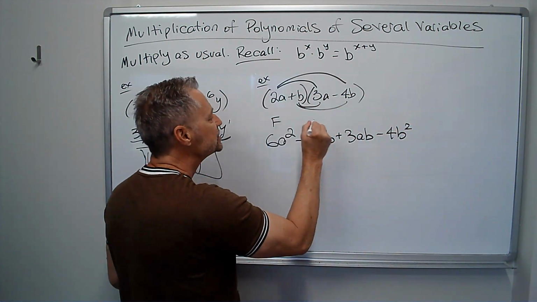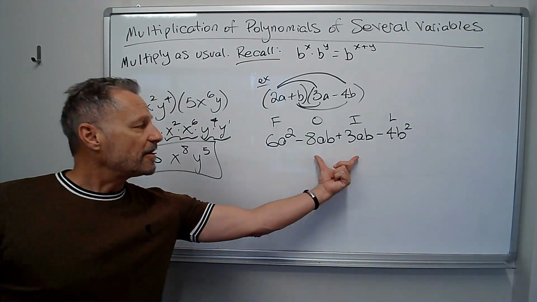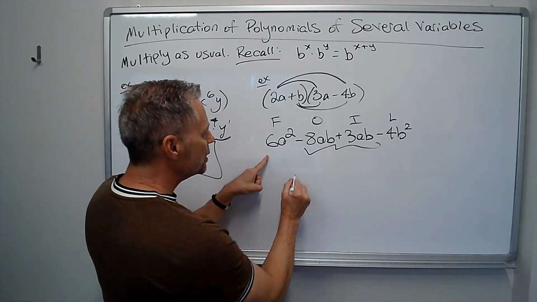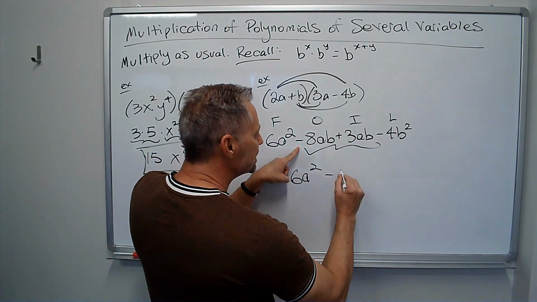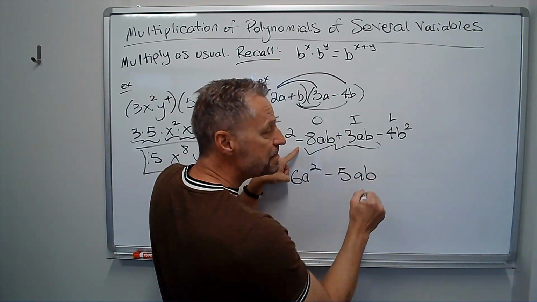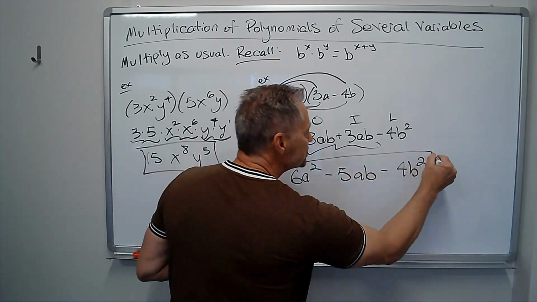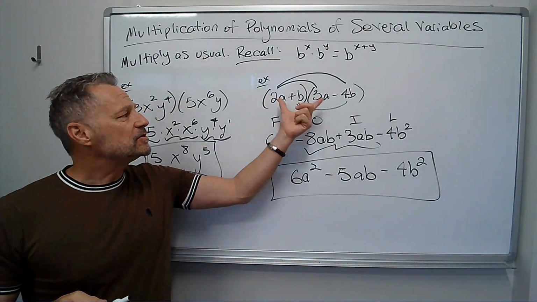And what did I do? I just did FOIL. First, outside, inside, last. Oftentimes, in this case, those are like terms. I can put them together. So I'm going to get 6a squared. The negative 8 plus the 3 is negative 5. Keep the ab. And then minus 4b squared. No more like terms. I can't go any further. That's my answer.